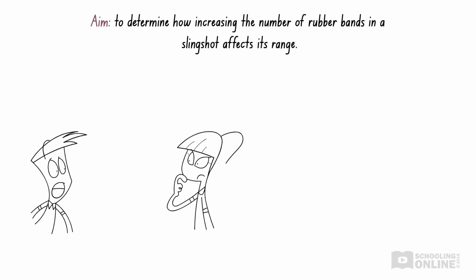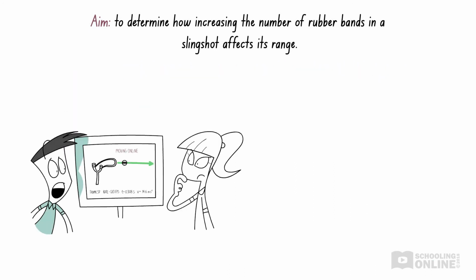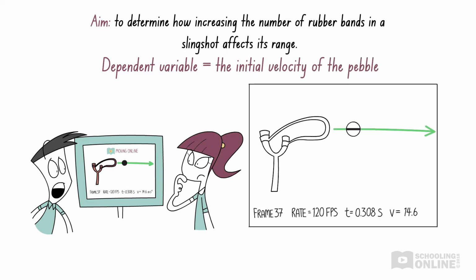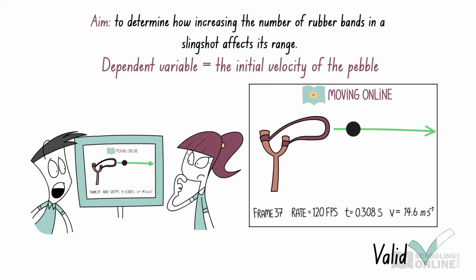For example, we could measure the initial velocity of the pebble using a slow-motion camera and video software. This is the velocity of the pebble when it first leaves the slingshot. From this, we can perform calculations to determine the range of the pebble. This is also valid because launching the pebble with a greater initial speed will increase its range, provided that it is launched at the same angle. Therefore, we can change the experimental method to use a different dependent variable and still obtain valid results.